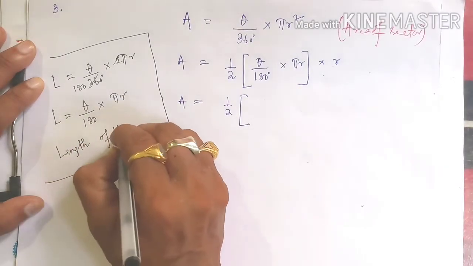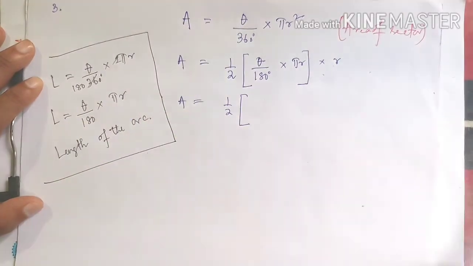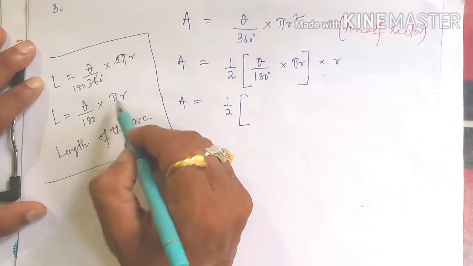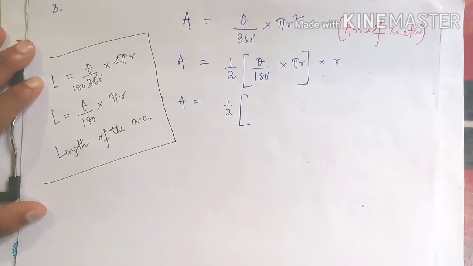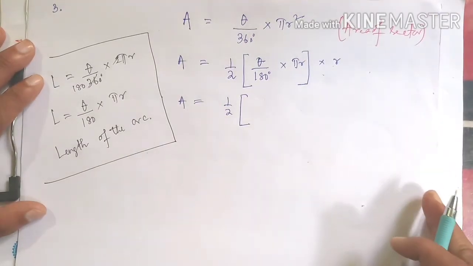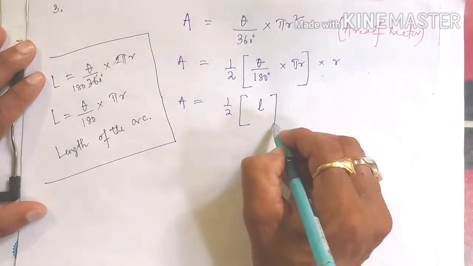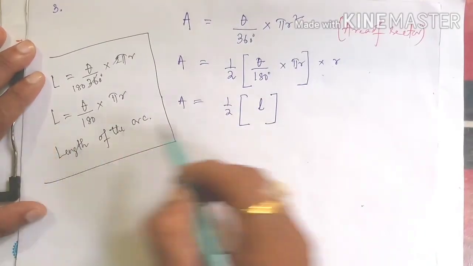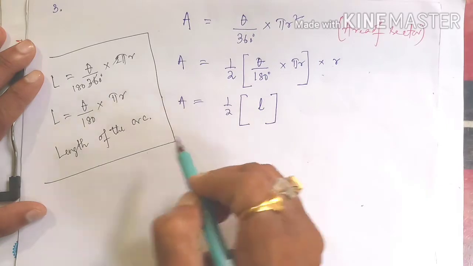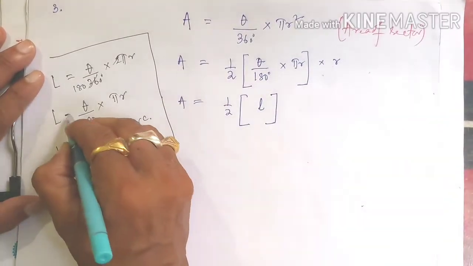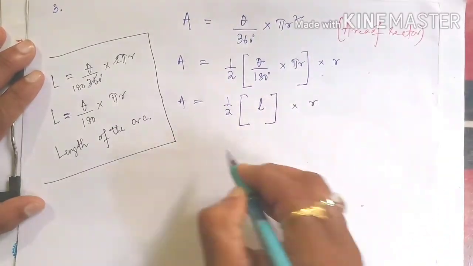Length of the arc. This is the other formula. You can write theta by 180 into pi r or theta by 360 into 2 pi r, whatever may be, it is up to you. Theta by 180 into pi r, that is, we can write L. Sometimes I am writing capital L, sometimes smaller. Don't be confused here, because L is the length of the arc. For my convenience I am writing whatever it may be, but R is the radius.